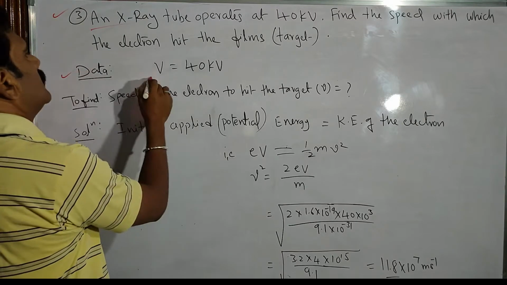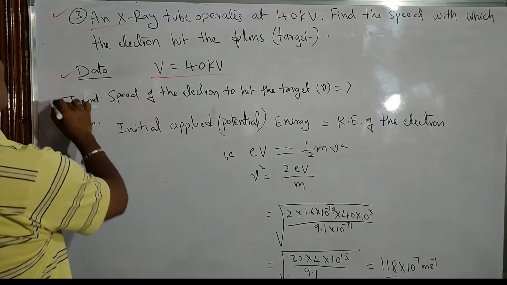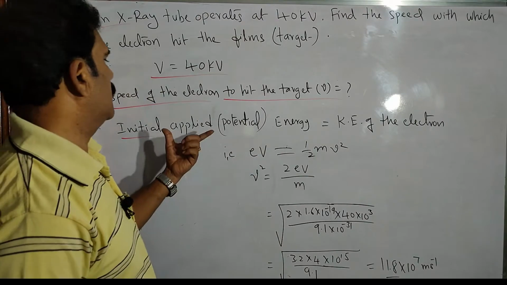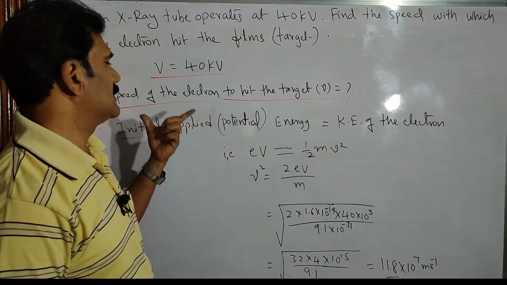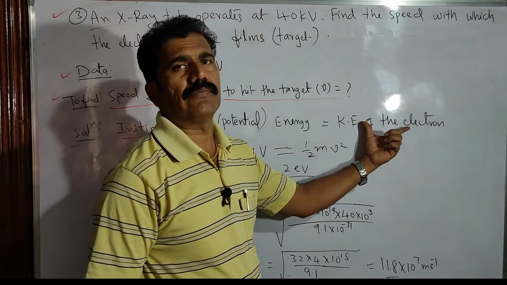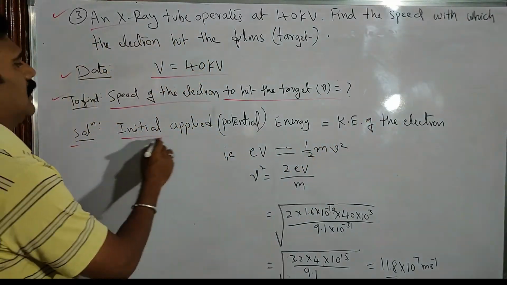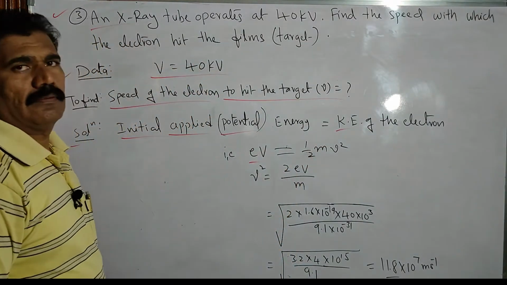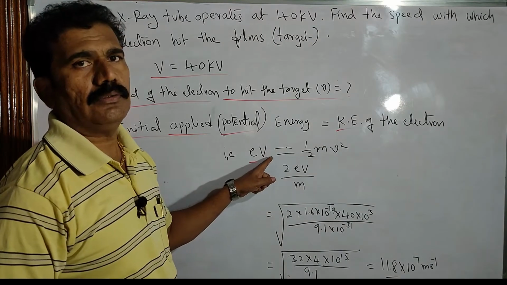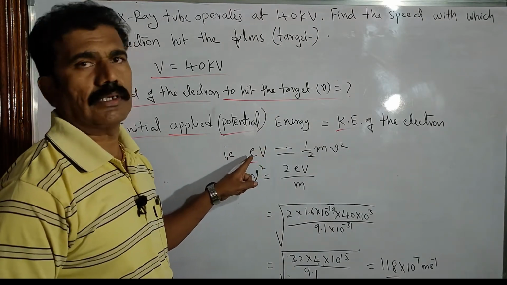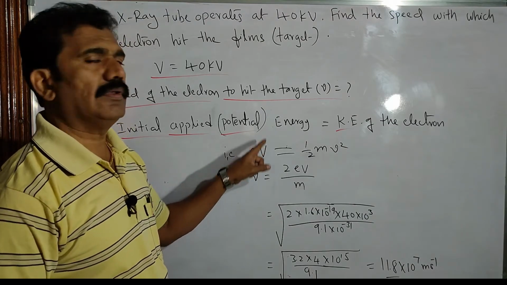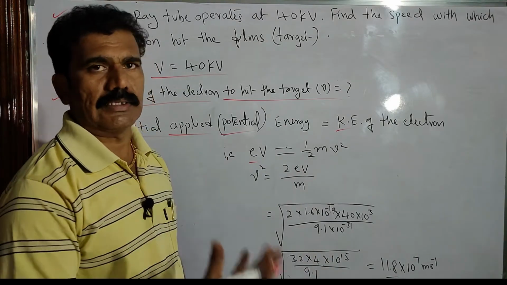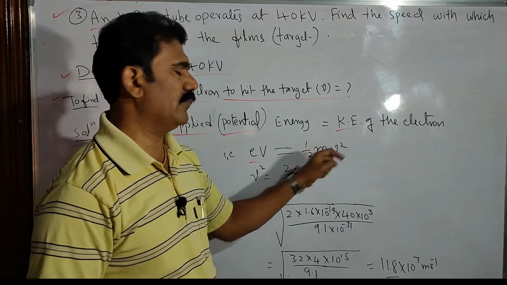Given data is V equal to 40 kilovolts, and we have to find the speed of the electron hitting the target. So consider the concept of the initial energy: the initial incident energy must be equal to the kinetic energy of the electron. The applied potential energy is equal to kinetic energy. The formula is eV, because the applied potential is related to the energy in this way; you multiply by the charge of the electron. eV gives the energy of the incident electron, and that electron is accelerated with some kinetic energy. The formula for kinetic energy is half m v square.